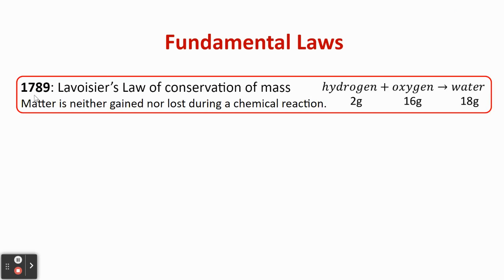In 1789, Lavoisier came up with the law of conservation of mass. It essentially says that mass can't be created or destroyed. So if we have 2 grams of hydrogen reacting with 16 grams of oxygen, we would end up forming 18 grams of water. Law of conservation of mass.